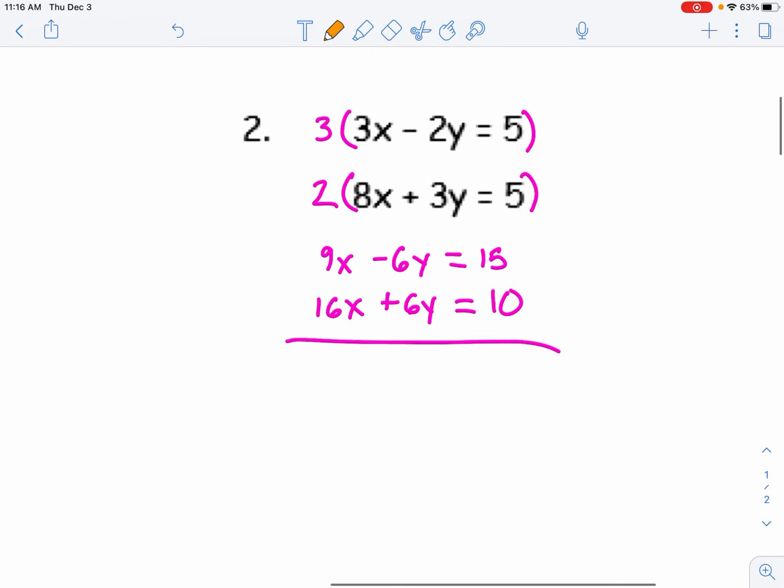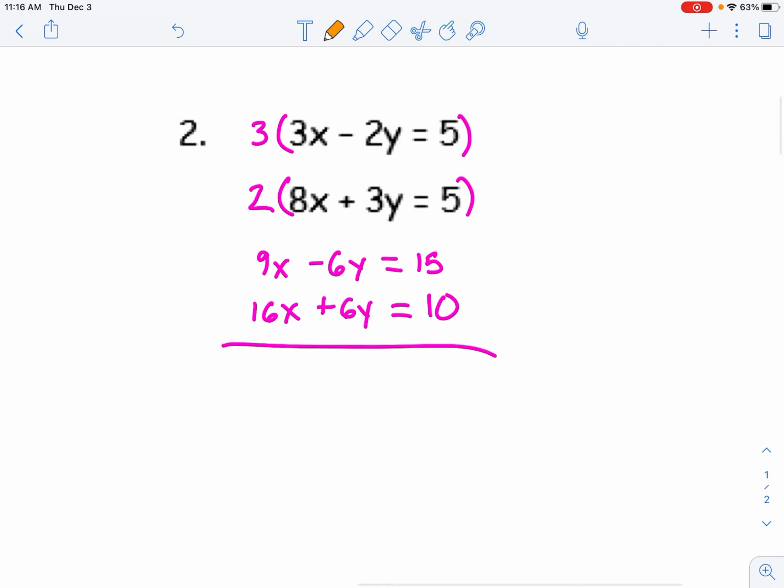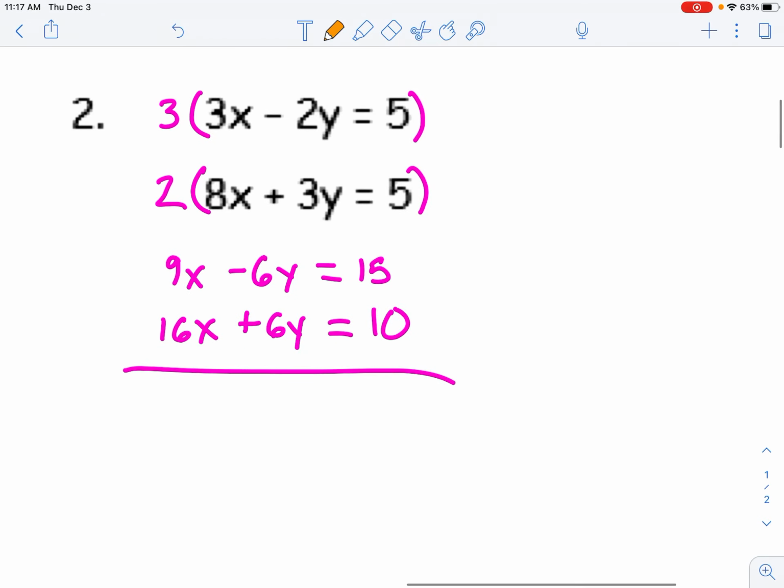Let's move on. Number 2 is something new. We haven't seen this yet, but you can't take 3 times anything to get 8, and you can't take 2 times anything to get 3. So in this case, we actually have to change both equations. So what I did, I've already done this, but I have multiplied the top by 3 and the bottom by 2. That way, when I distribute, my y's end up being the same thing. They end up being 6y and negative 6y.